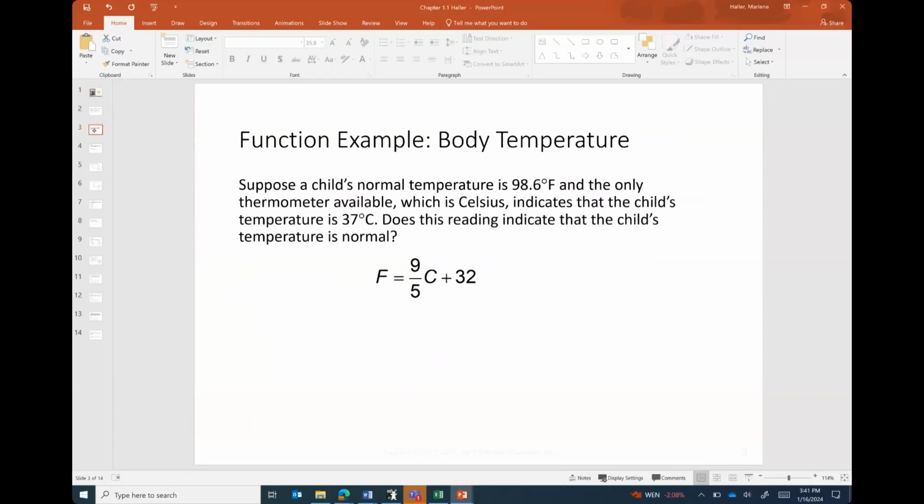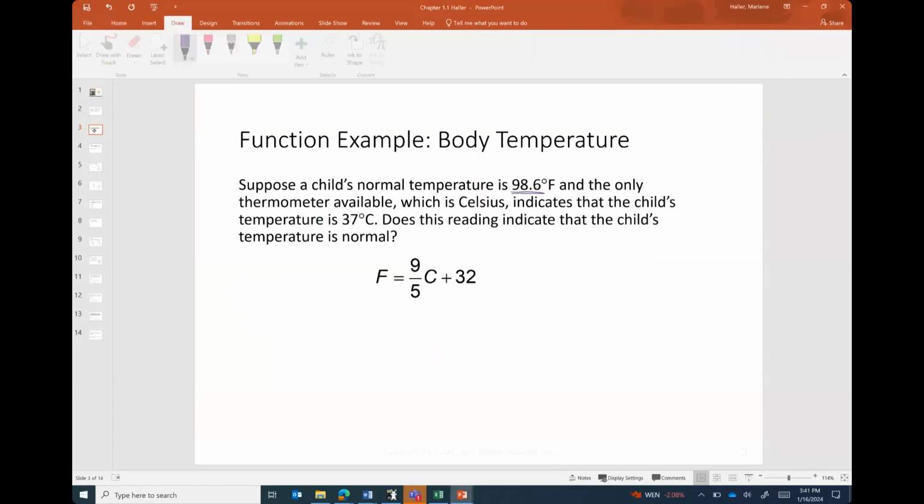All right, let's begin by looking at a common example of a function. Sometimes we need to convert Fahrenheit to Celsius and Celsius to Fahrenheit temperatures. Suppose a child's normal temperature is 98.6 degrees Fahrenheit. The only thermometer available measures in Celsius. We take the child's temperature and we find that the temperature is 37 degrees Celsius. Does this reading indicate that the child's temperature is normal, or is this child running a fever?